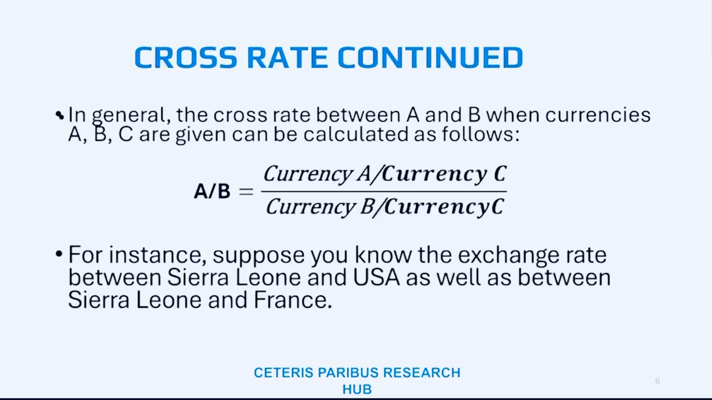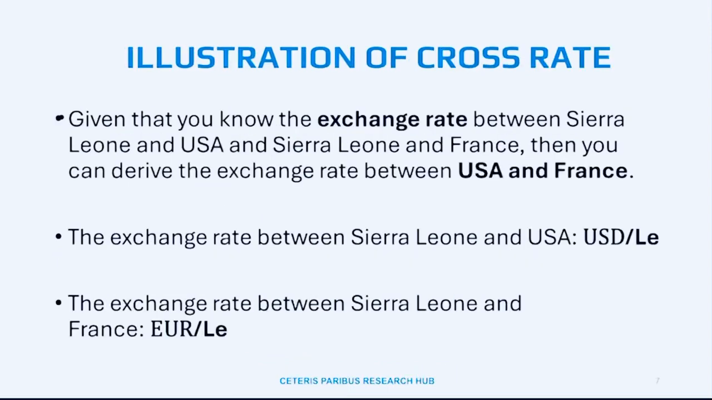So for instance, suppose you know the exchange rate between Sierra Leone and USA. You also know the exchange rate between Sierra Leone and France. So because you know this, it's so easy. Then you can derive the exchange rate between USA and France, because you already know that USA has a relationship with Sierra Leone, then France also has. Through those two relationships, you can imply the relationship between USA and France.